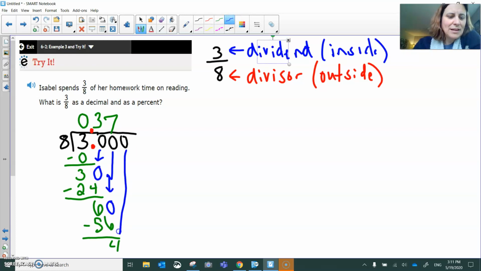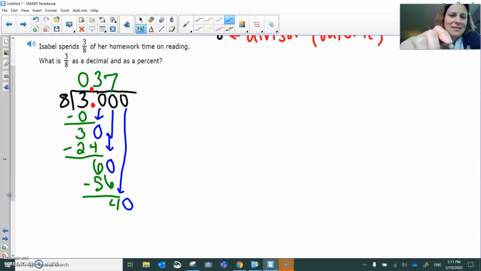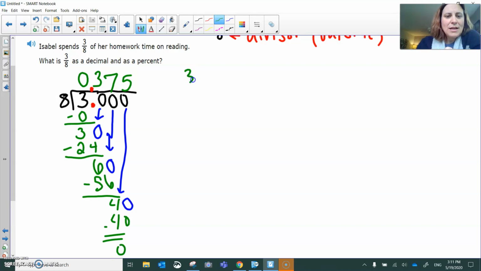And then I'm going to bring down the next 0. And here's the part that's super fun, is you can divide 40 by 8 evenly. 40 divided by 8 is 5. 5 times 8 is 40. And we're done. 0. So 3/8 as a decimal is 0.375.